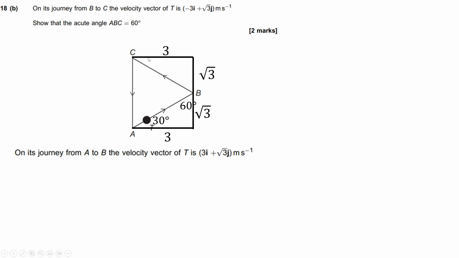We'll do a similar thing for this here, so opposite over adjacent, inverse tan that. Get 30 degrees here, this is 90. 90 plus 30 is 120. 180 minus 120 is 60 degrees. And then angle ABC is just going to be this plus this, and then 180 minus that, because they lie on a straight line. So 180 minus 120, which is 60 degrees.